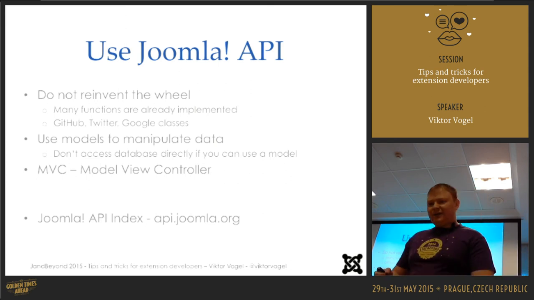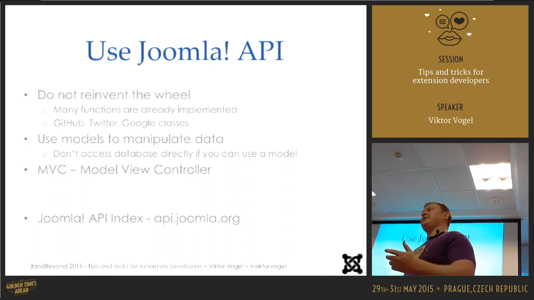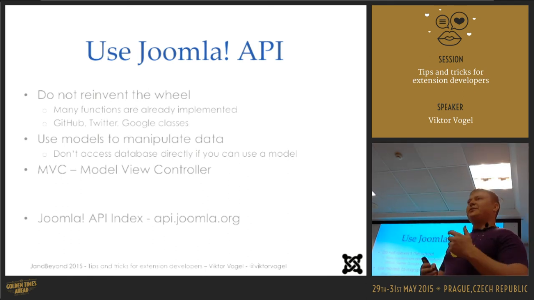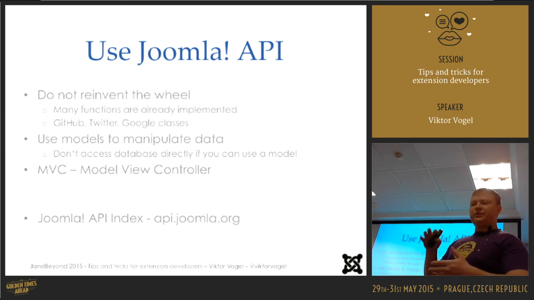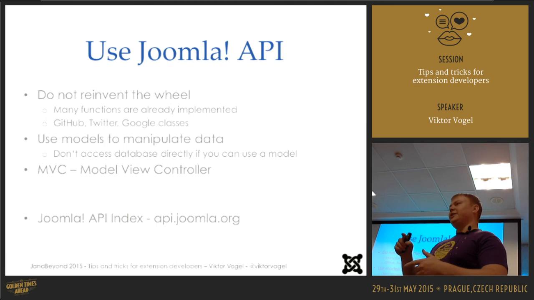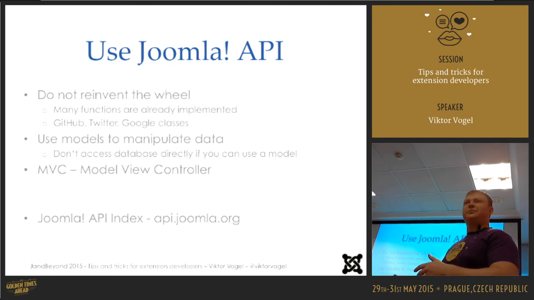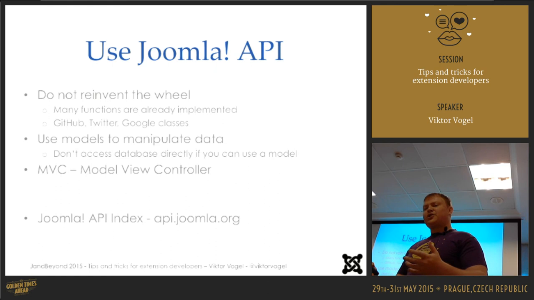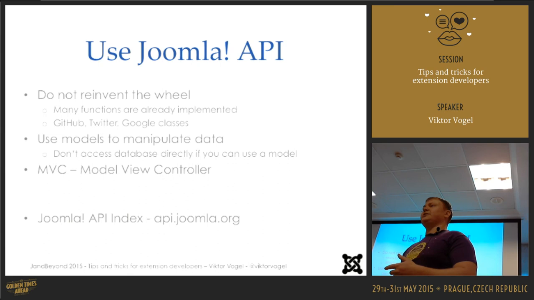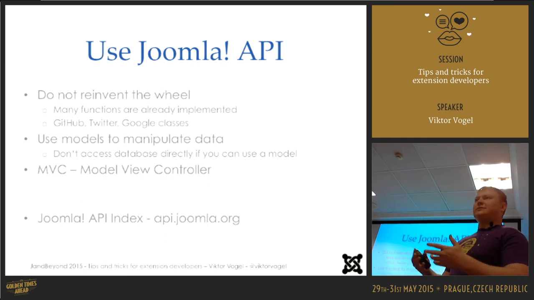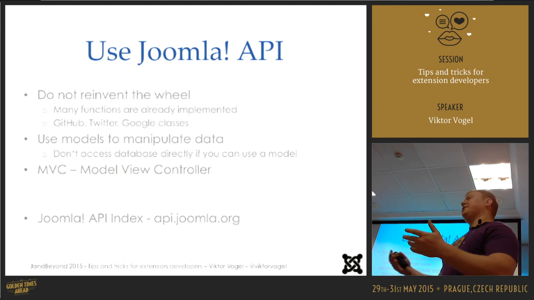And also, if you want to manipulate data in the database, don't do it directly. A good example is if you want to get articles and display the title of the articles in your component or module: do not do the request directly on the database. Go through the model of the specific component, in this case content, and then you can be sure that all the user restrictions are set properly. And if you update the core, you will be sure that it still works when the user does the update with your extension, because maybe we change someday the database type or database structure, and your extension will not work.